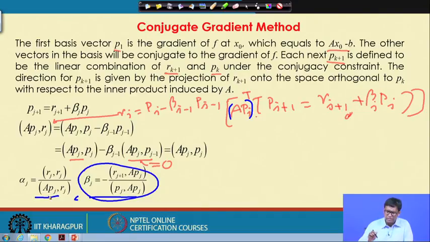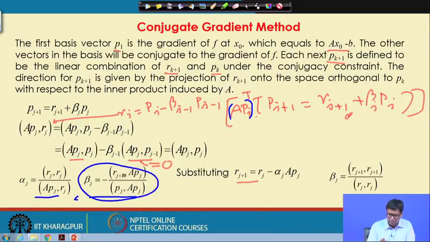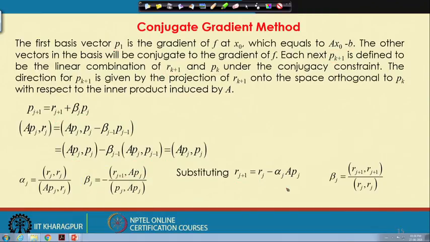Now, this can be changed by substituting R j plus 1 is equal to R j minus alpha j A p j, and if we substitute this R j plus 1 here, we get beta j is equal to R j plus 1 transpose R j plus 1 by R j transpose R j. So, if we start with one value of R j transpose R j, and at the next stage we again evaluate R j transpose R j, the ratio will give us beta j. So, this should be sufficient to update P as well as to update X and R.